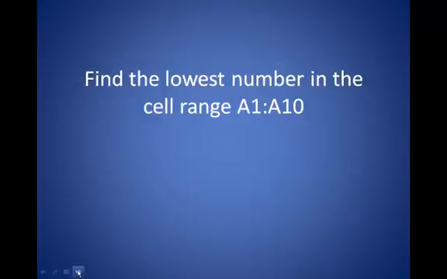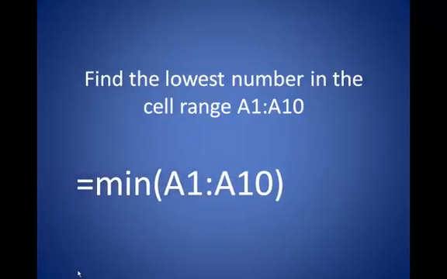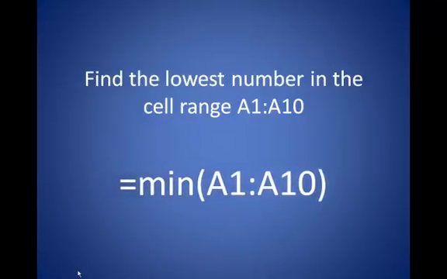Now find the lowest number in the cell range A1 through A10. If you remember in one of the previous ones, we were finding the max, which means we were finding the highest number. Now this one we're finding the lowest number, so we're just going to replace max with min, which stands for minimum. So it's going to be equal sign min, and then we have our parentheses for our range, A1 through A10, and this is going to tell us what the lowest number in that range group of cells happens to be.